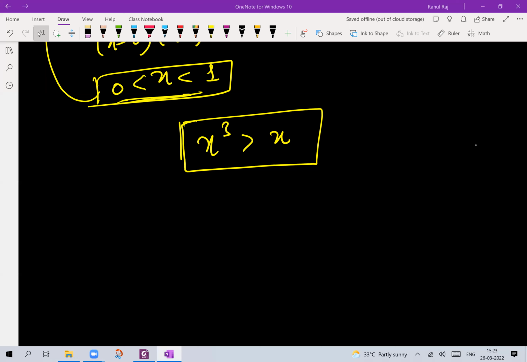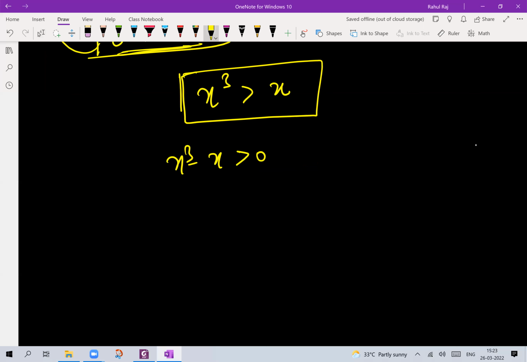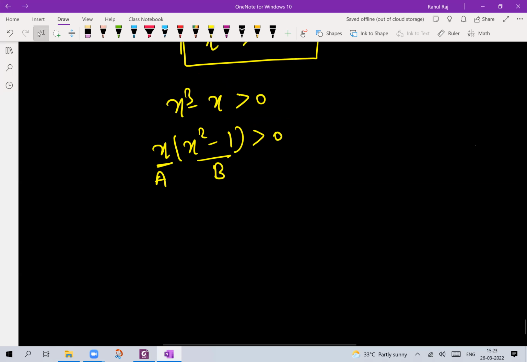See here, but can I do it x cube minus x greater than 0? If I take x common, I'll have x square minus 1 greater than 0. Simple. And we have read just AB greater than 0. So let's not completely evaluate it at this place. Consider this as A and consider this as B. So I say if x is greater than 0, then x square minus 1 is also greater than 0 for sure. Agreed?